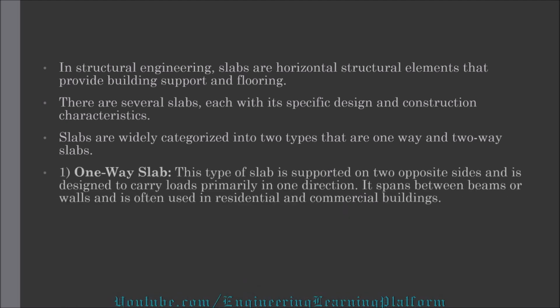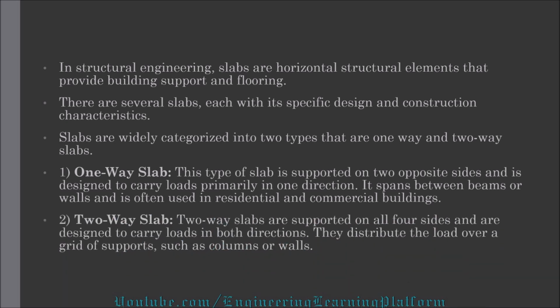One-way slab. This type of slab is supported on two opposite sides and is designed to carry loads primarily in one direction. It spans between beams and walls and is often used in residential and commercial buildings. Two-way slab. Two-way slabs are supported on all four sides and are designed to carry loads in both directions. They distribute the load over a grid of supports such as columns or walls.